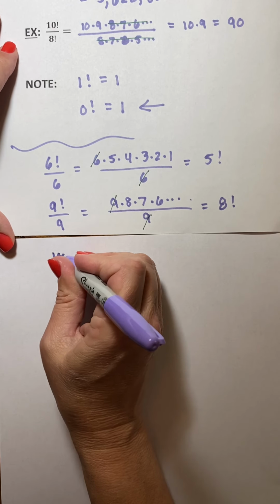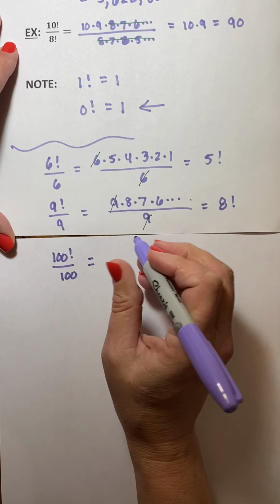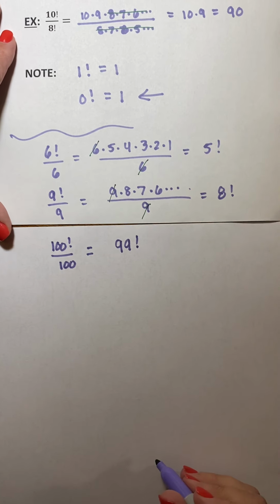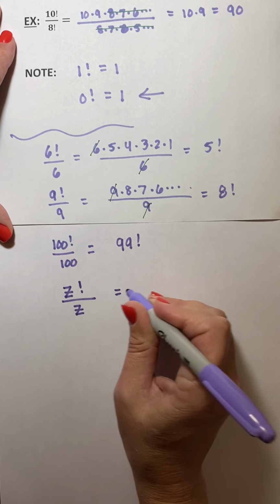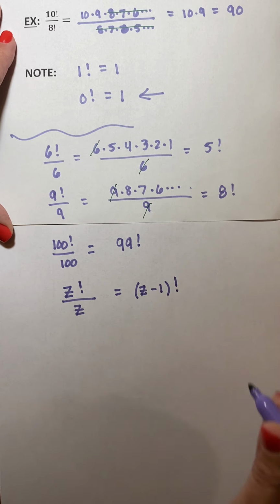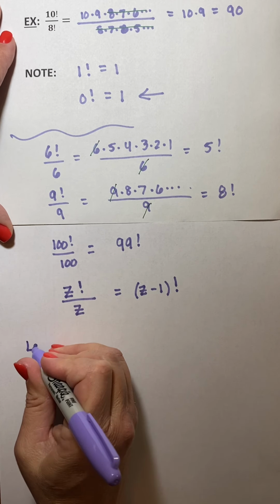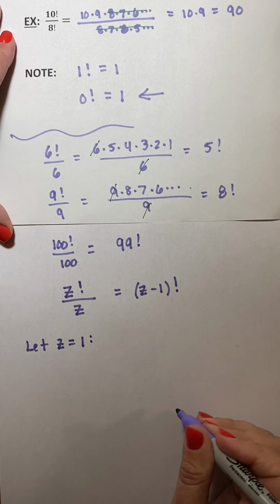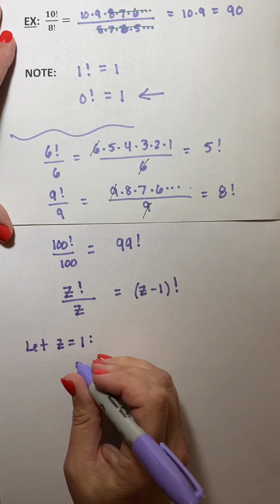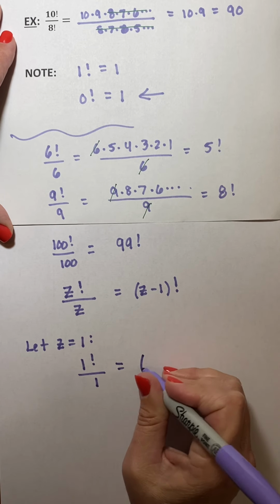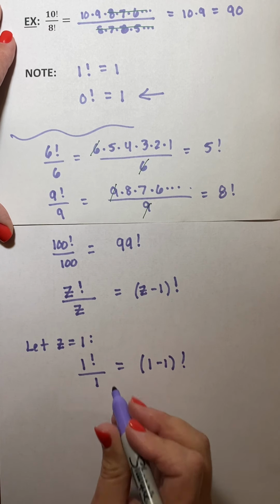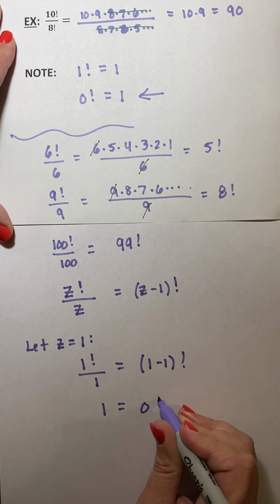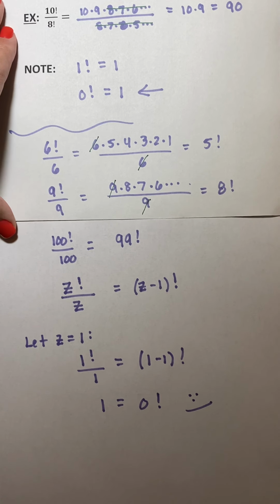All right, 100 factorial over 100 is 99 factorial. Generically, z factorial over z is just going to be z minus 1 factorial, right? So let's let z equal 1. If z is 1, plug in 1 everywhere we see z. We get 1 factorial over 1, which is equivalent to 1 minus 1 factorial. I just put 1 everywhere I see z because that seems to be the pattern. 1 factorial over 1 is 1. 1 minus 1 is 0 factorial. So we just showed that 0 factorial is 1.